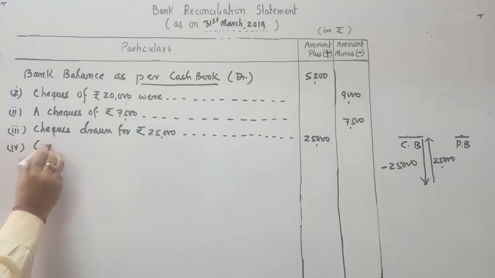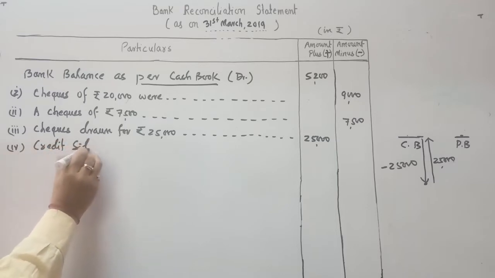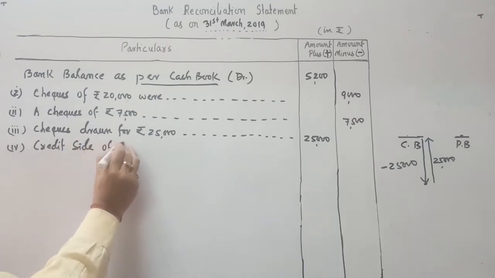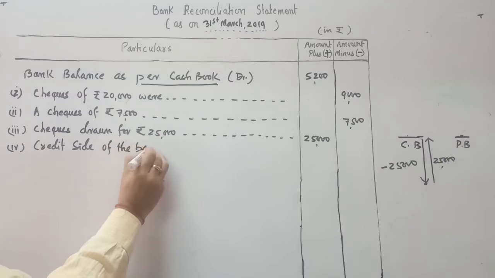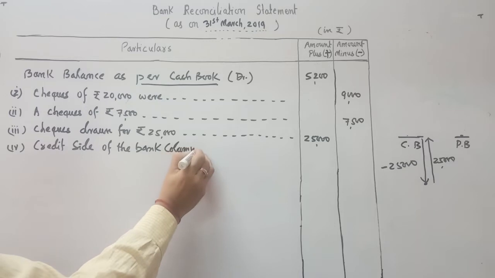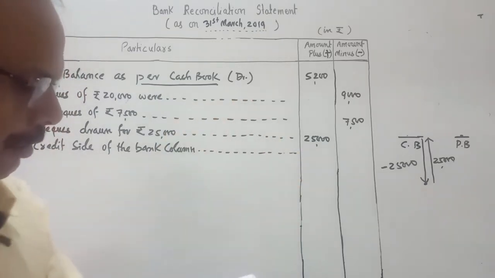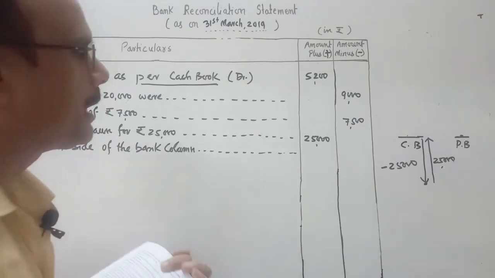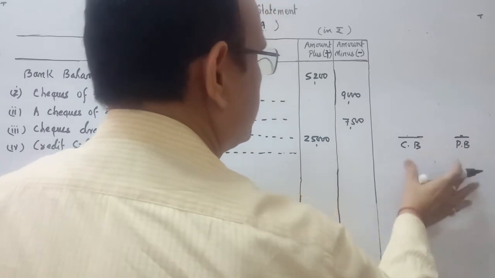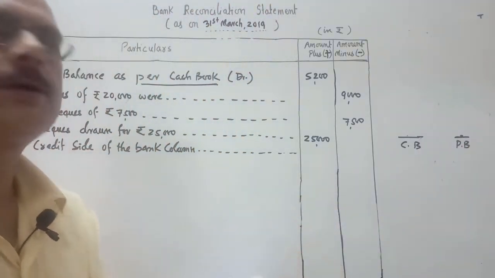Credit side of the bank column. Okay, you complete this sentence, write it over here. Credit side of the bank column of cash book was overcast. Credit side of the bank column is overcast. Credit side is your payment side.